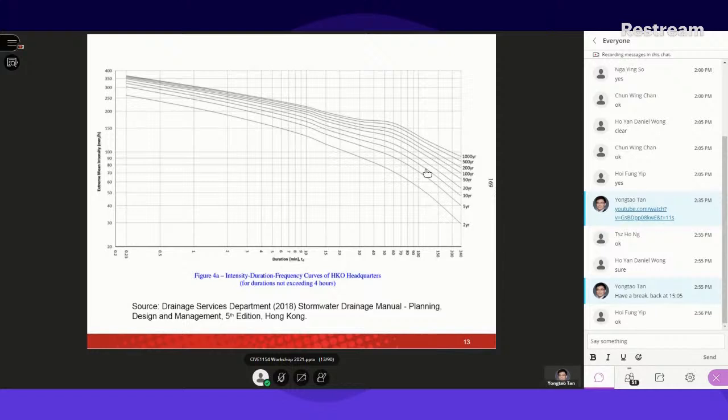And for duration exceeding 4 hours, the rainfall depth instead of the intensity is used. Means if the duration is exceeding 4 hours, now we will not use the intensity. We will use the rainfall depth.